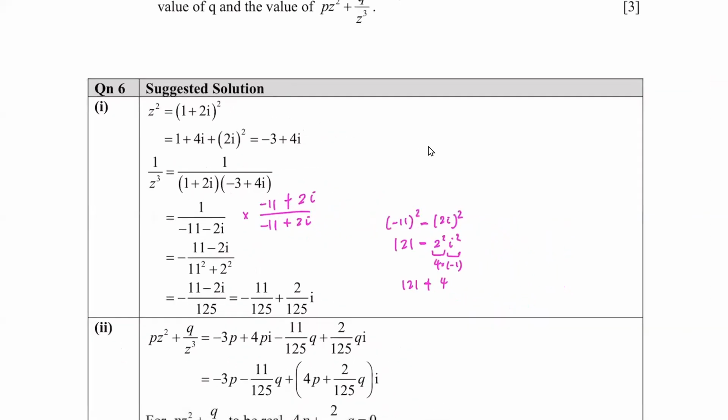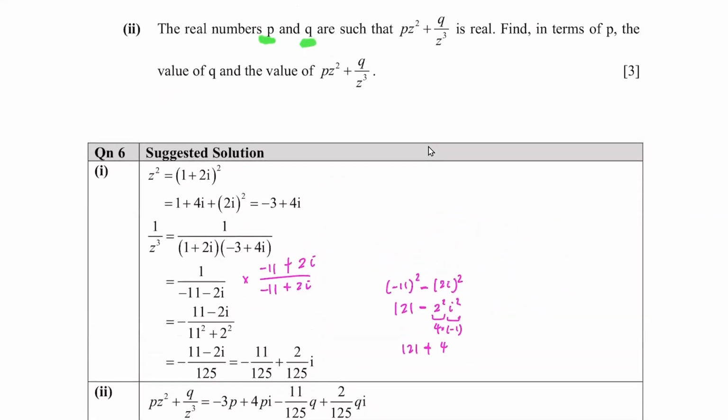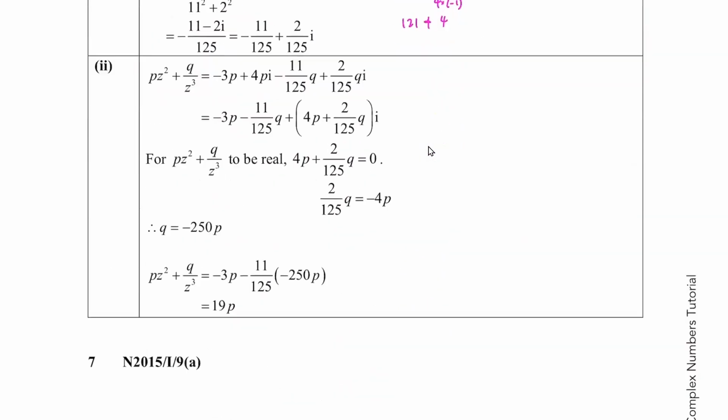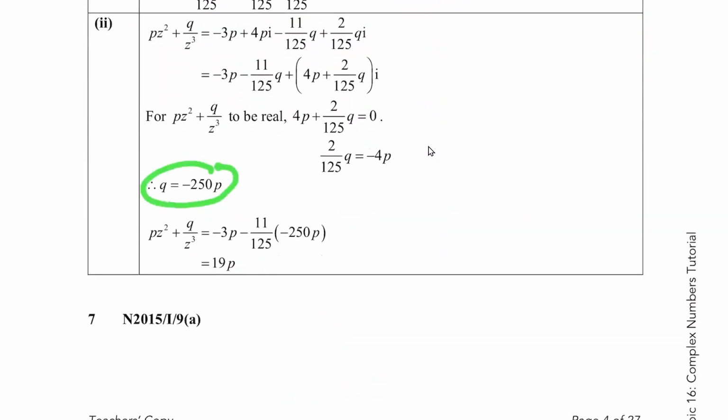Now we got part 2. You are given that you have real numbers p and q such that pz squared plus q over z cube is real. You want to find in terms of p the value of q. You got q equal to 2p, but the answer is actually way more complicated. It's negative 250p. But somehow you got the correct answer. Wow. I have no idea why. Totally different working, but you got the correct answer. I checked your working, and it works out.